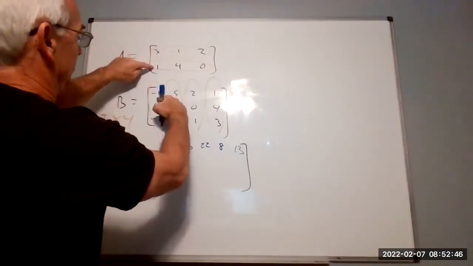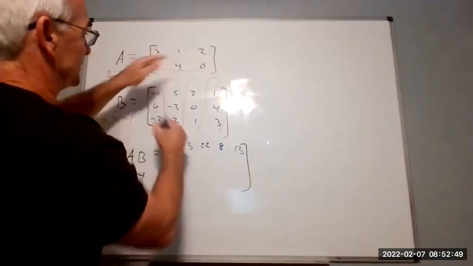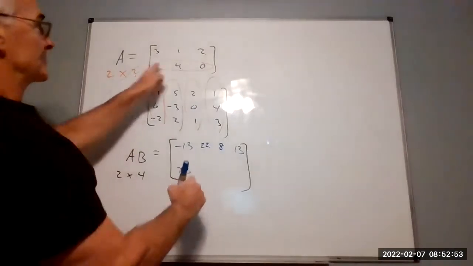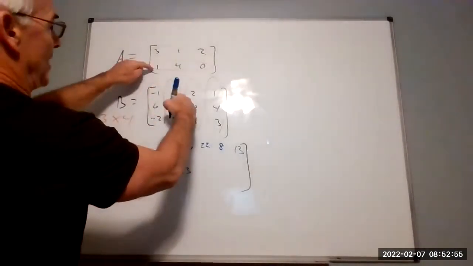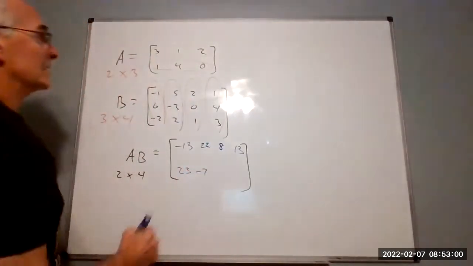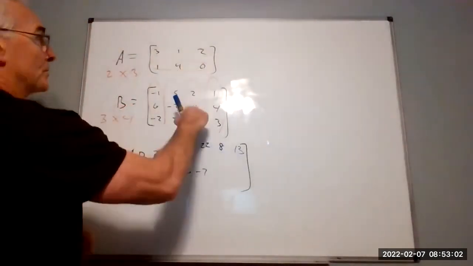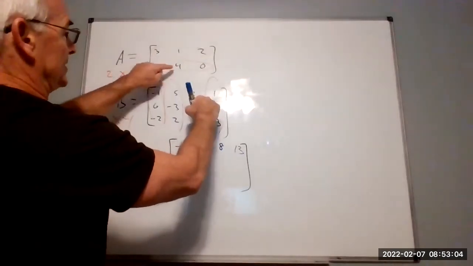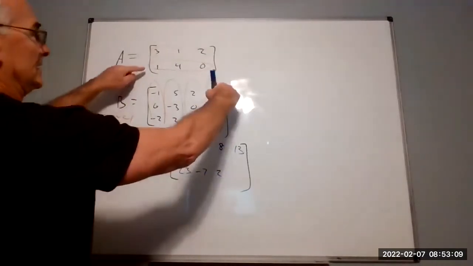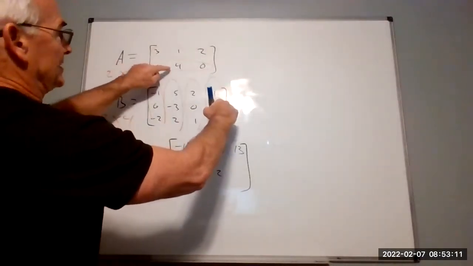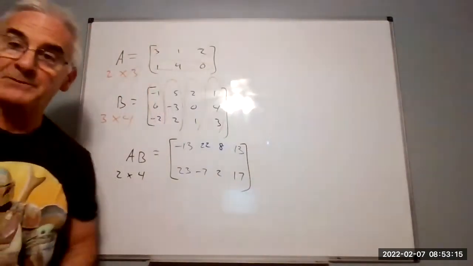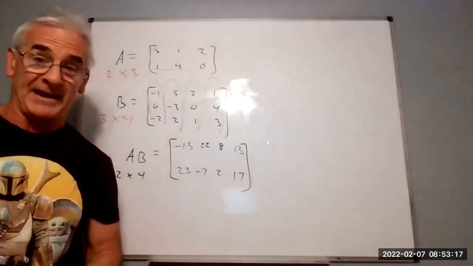So -1 plus 24 plus 0, that'd be 23. And in this position, second row, second column, 5 plus -12 plus 0. Here, second row, third column, 2 plus 0 plus 0. And finally, 1 plus 16 plus 0. That's how you perform matrix multiplication. Just don't go too fast.